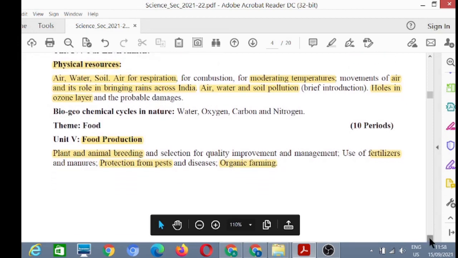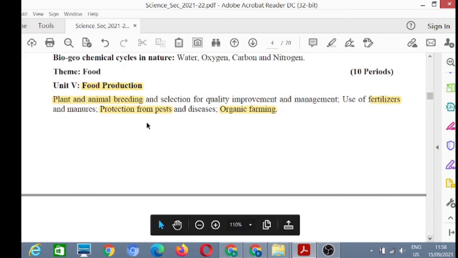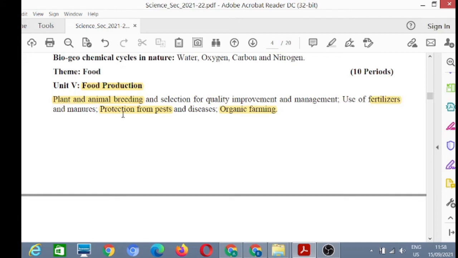Vegetarian people generally consume plants and non-vegetarian people consume animals. So first is plants and animals breeding. For improvement of quality of food, we do breeding and then selection for the quality. For example, we have improved the quality of tomato. Then we have improved the quality of cow, to get more milk.